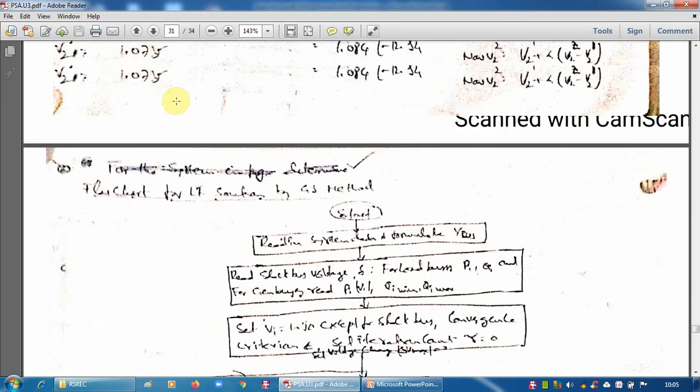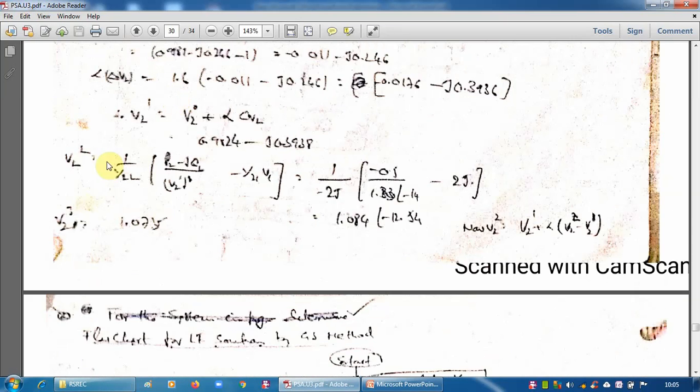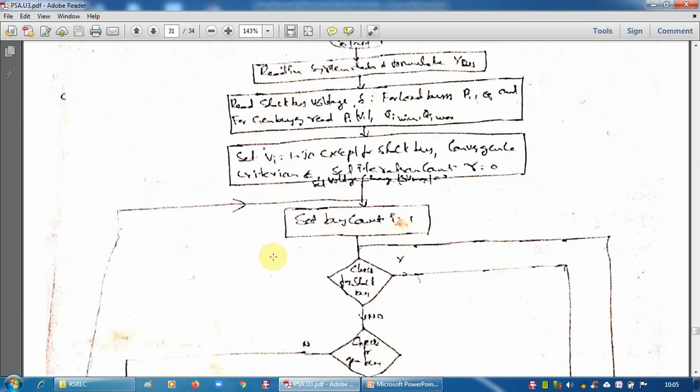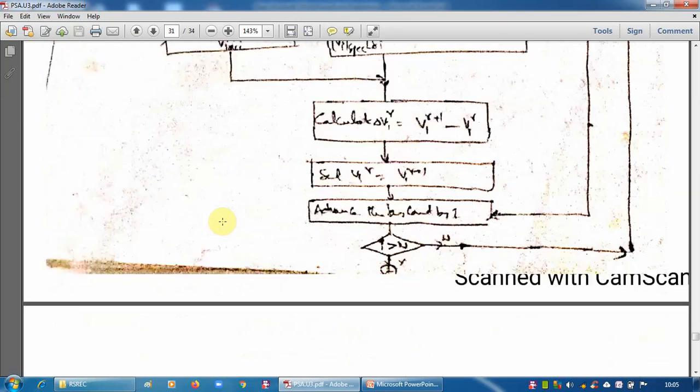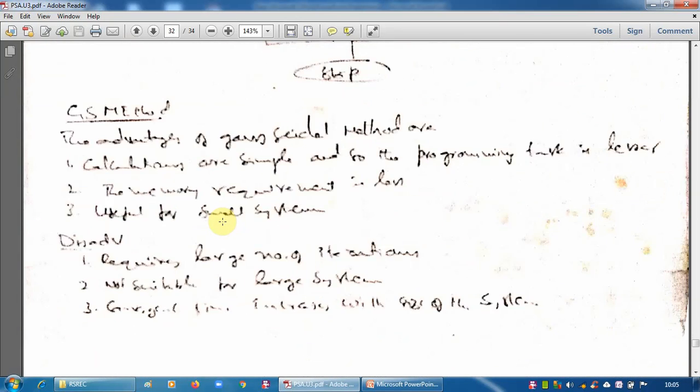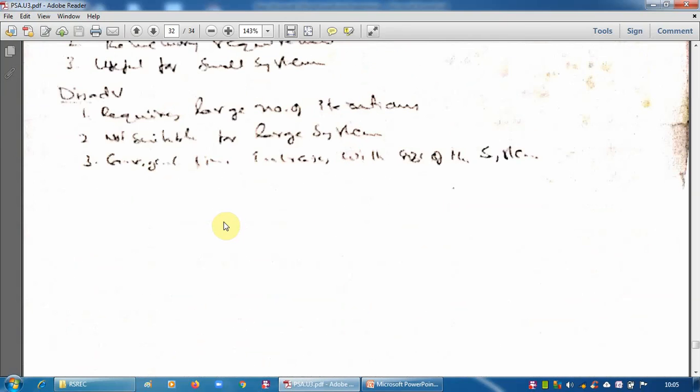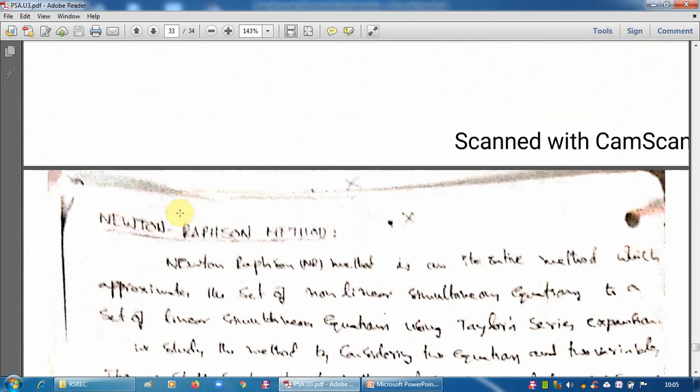There are some other problems, you can easily check them out. And this is the flow chart. This is very important. Whatever steps we have seen in the algorithm and in the problem are given in the form of a flow chart. This is also useful. So that is about the Gauss-Seidel method and also the end of unit 3. In unit 4, we will see another method of load flow, the Newton-Raphson method. That we will see in the next lecture. Thank you for now.